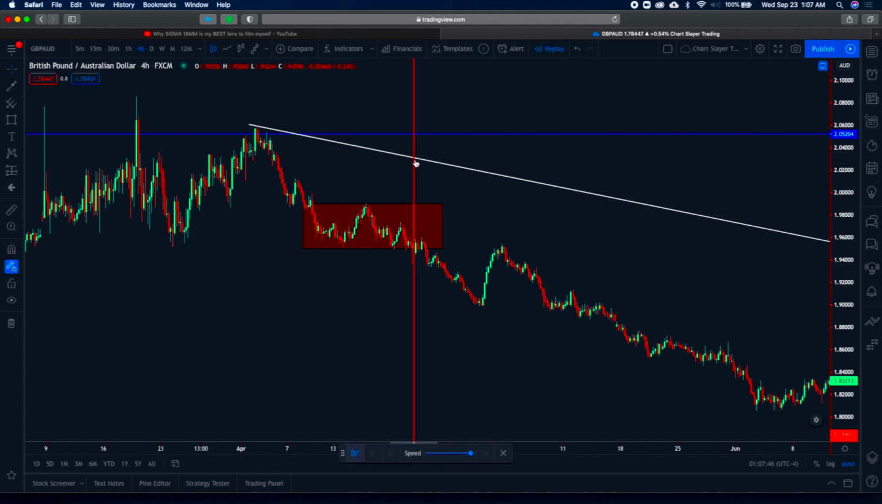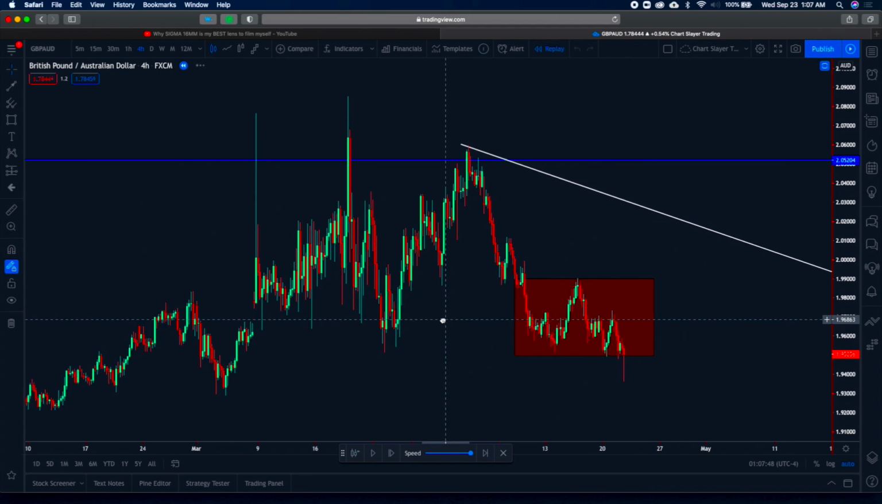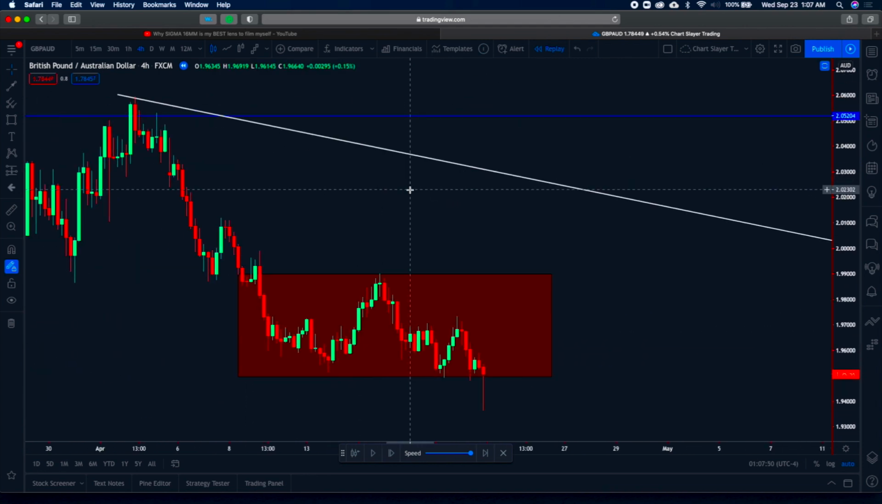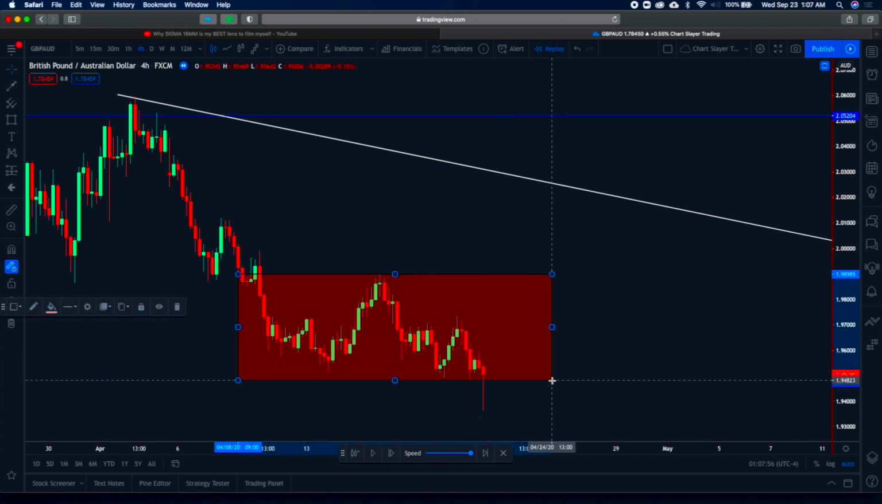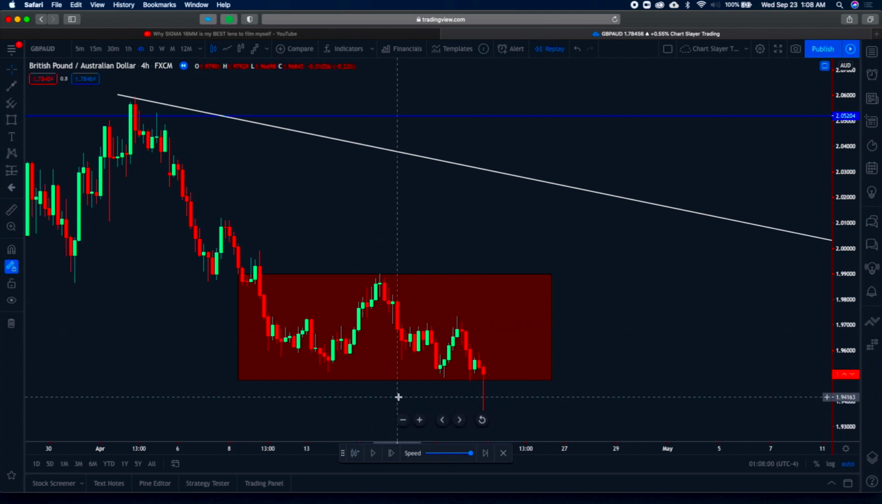If we replay this, right? We're waiting for this to break out. As you can see, price came down and wicked, right? Let's go ahead and drop this down here. Price came down and wicked it and closed back up here.